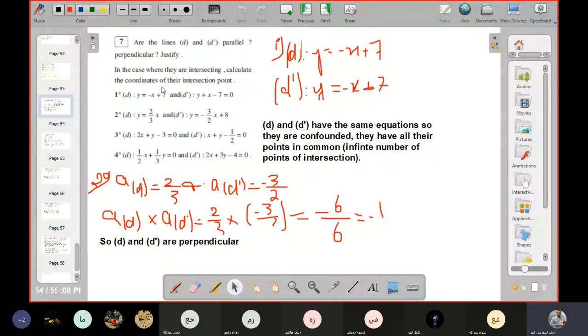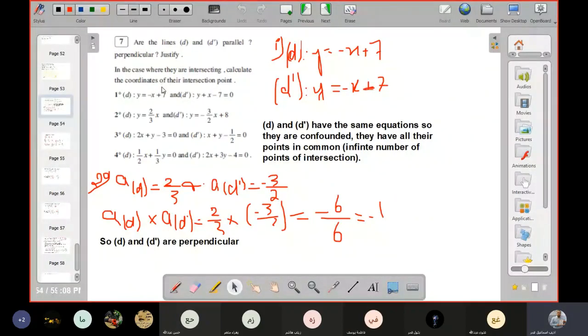Now in this question, if two lines are parallel, they have the same slope. If two lines are confounded, they have the same equation. If the two lines are confounded, then they have the same equation.